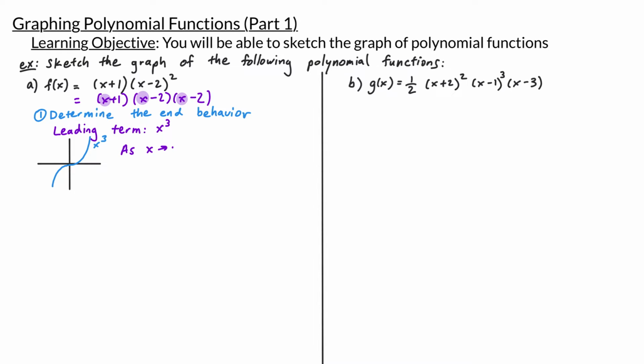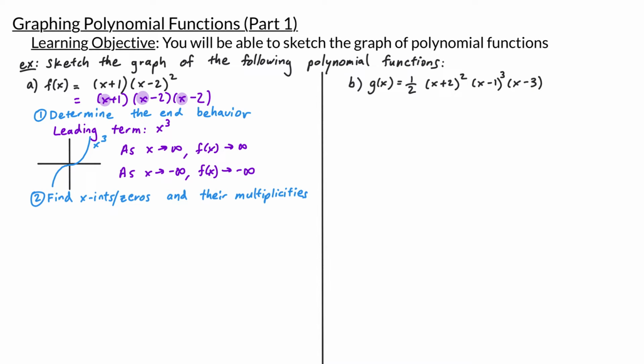As x goes to infinity, meaning as we trace our graph to the right, we see that the graph goes up. So we would write that f of x goes to infinity. And as x goes to negative infinity, meaning as we trace our graph to the left, we see that the x cubed function goes down. So we would write that our function will behave the same way, which means it'll go to negative infinity. So we now know the end behavior for our polynomial function.